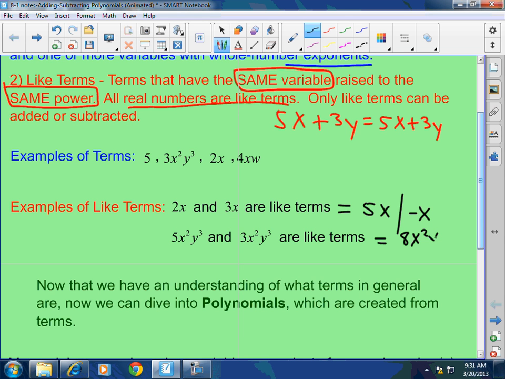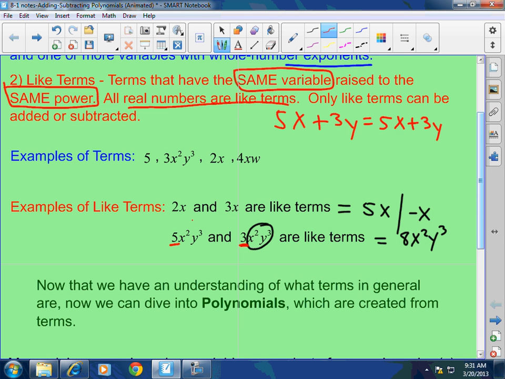8x squared y cubed. We do not at all affect the variables here. You're just affecting the coefficients. You're adding the coefficients, guys. You're adding the numbers in front of the variables.